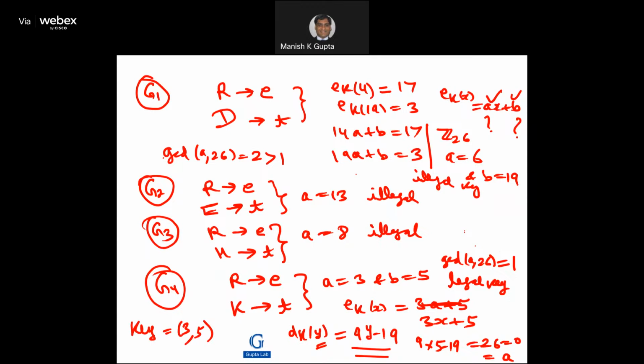You keep on doing like this. The third guess will give you R is equal to E and H is equal to T, which gives you A is equal to 8. Again, illegal, right? It's not going to work. Then you try one more. You keep on doing this.